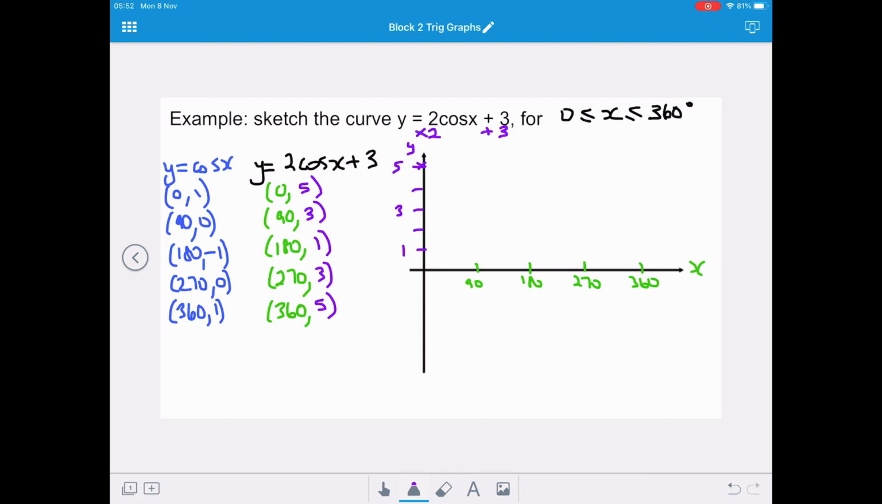Then finally we plot our coordinates: 0, 5; 90, 3; 180, 1; 270, 3; and 360, 5. And then we join these points with a nice smooth curve that goes through all of these key points, and we label it with y equals 2 cos x plus 3.